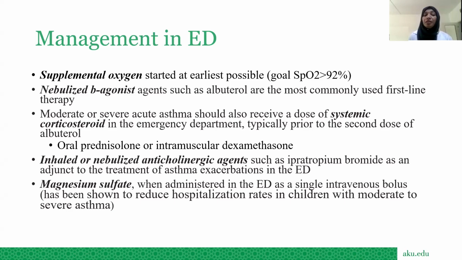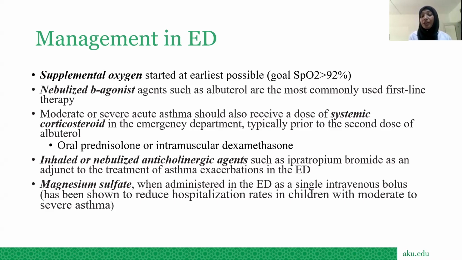In the emergency department, since hypoxia is the hallmark of status asthmaticus, supplemental oxygen should be started at the earliest possible, and our goal is to maintain the saturation more than 92%. For the bronchospasm, nebulized beta agonists such as albuterol are the most commonly used first-line therapy, and beta agonist therapy should also be driven by supplemental oxygen. For moderate to severe acute asthma, they should receive a dose of systemic steroids in the emergency department, and it should be done prior to the second dose of albuterol. We can also use oral prednisolone or intramuscular dexamethasone.